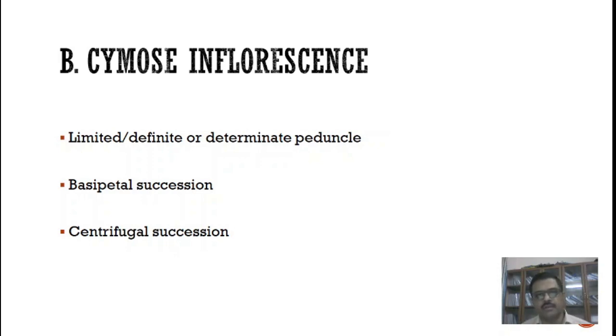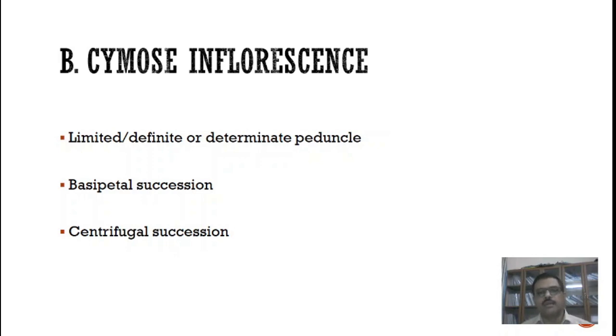We have seen that in racemose inflorescence the peduncle shows unlimited, indeterminate growth. So the growth of the peduncle continuously takes place. It does not end. So all the different types of inflorescence that we mentioned in racemose inflorescence consist of cases in which the peduncle shows continuous growth.